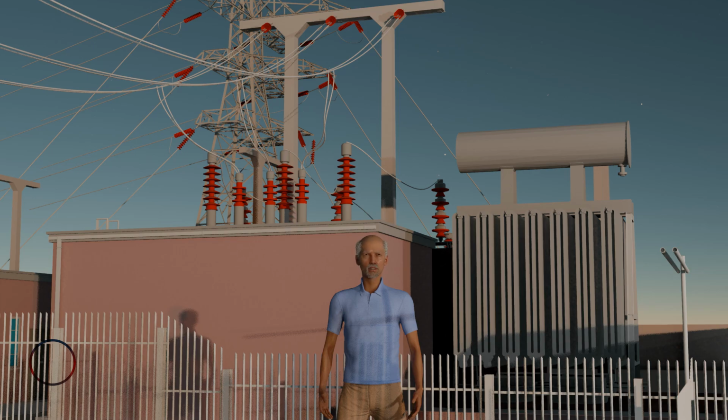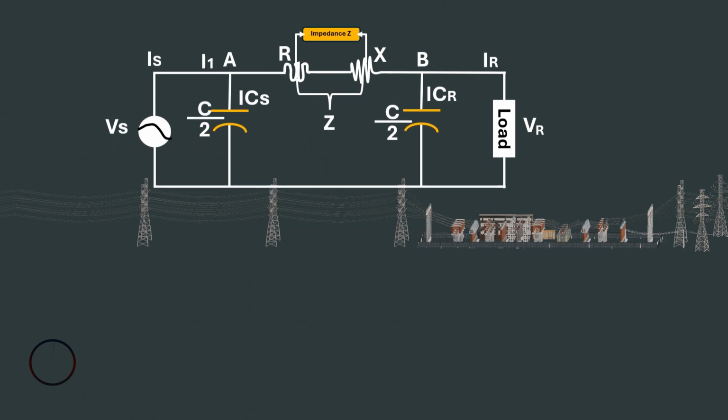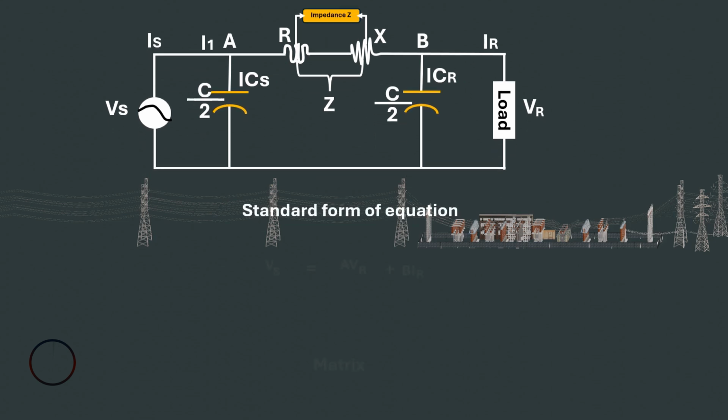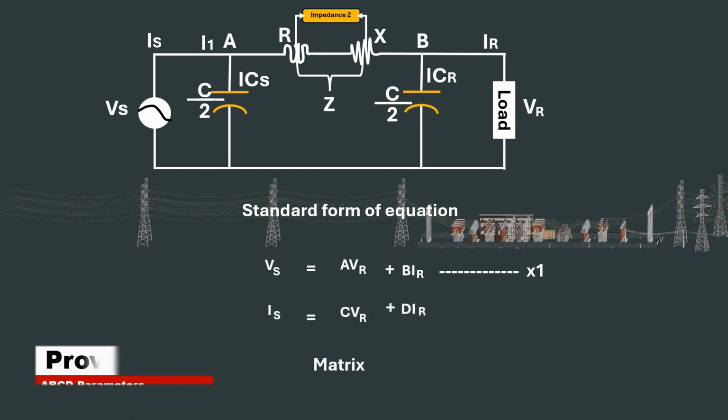Now we can continue from where we stopped the last time, but before we start, let's look at the equivalent circuit diagram of a nominal pi line again. Looking here, C all over 2 will now equal Y all over 2, which is the admittance. Again, it is worth noting that the standard formula of ABCD parameters of a nominal pi line can be seen here. That is, the sending end voltage, Vs, is equal to A multiplied by the receiving end voltage, Vr, plus B multiplied by the receiving end current, Ir, equation x1, and the sending end current, Is, equal to C multiplied by the receiving end voltage, Vr, plus D multiplied by the receiving end current, Ir, equation x2.